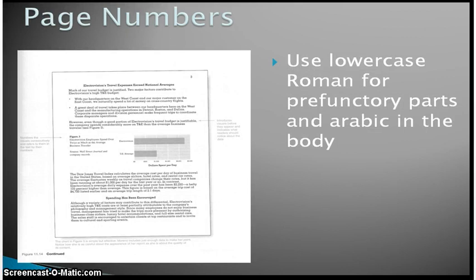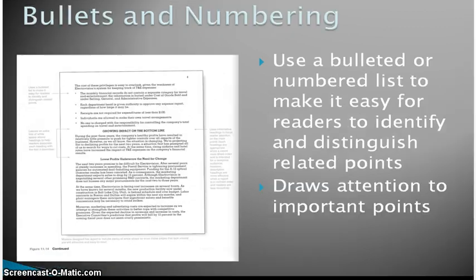Okay, page numbers. You use lowercase Roman for the perfunctory parts, so like the table of contents is usually page i, lowercase. The executive summary is page iv. Then the report itself starts on page 1 with Arabic numbers 1, 2, 3, 4. Title pages never have a page number on them, even though they're counted. So the title page would be page i, the memo or letter of transmittal would be ii, and so on.